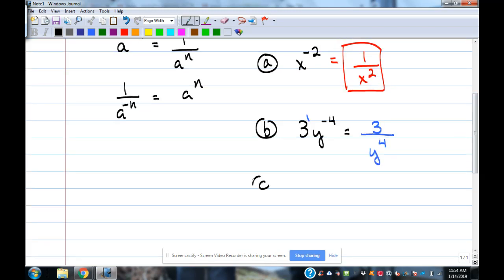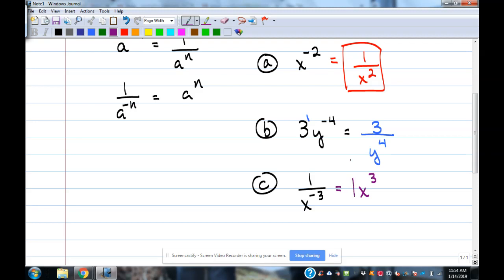Same thing can happen if you've got 1 over x to the negative 3. So the negative exponent is in the bottom already. But we don't want negative exponents in our answers. We only want positive exponents in our answers. So it's negative in the bottom. To make it positive, we move it where? Up to the top with the 1 that's already there. So that's going to give us x to the positive 3.